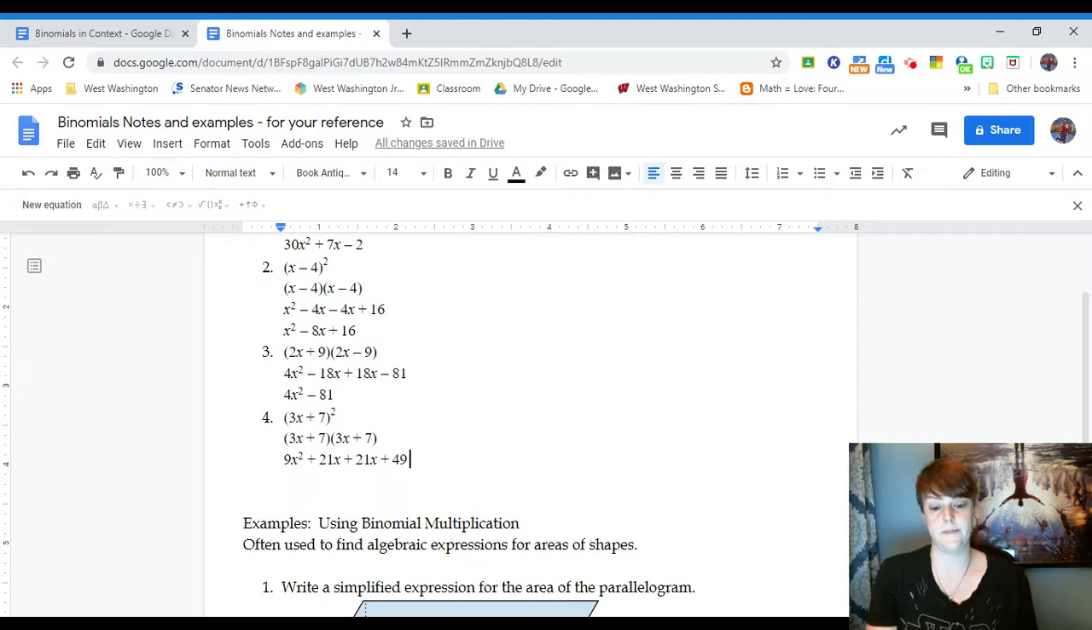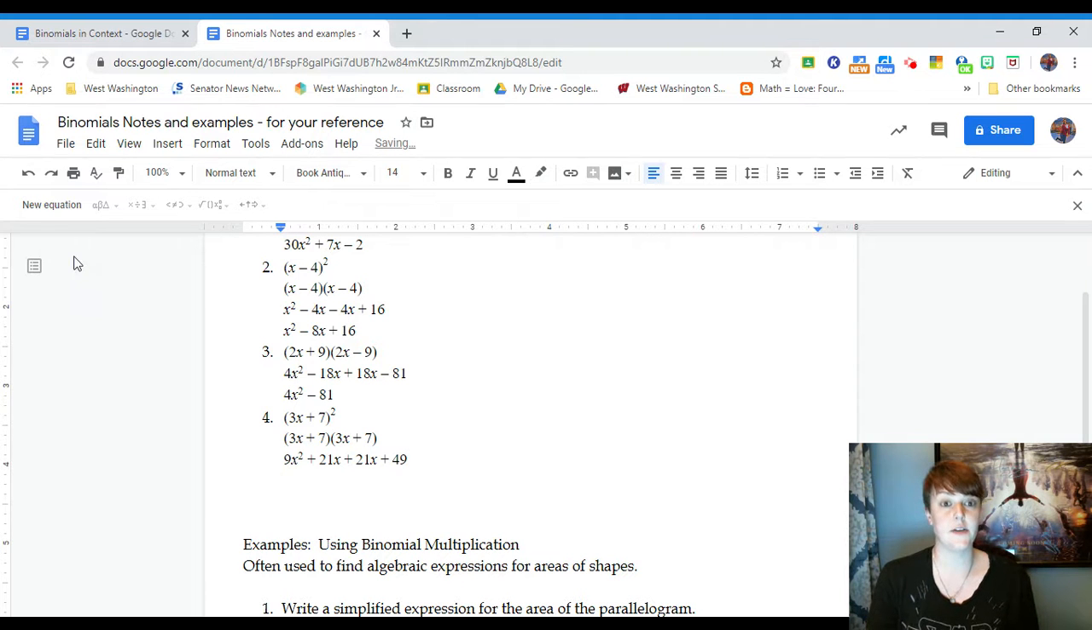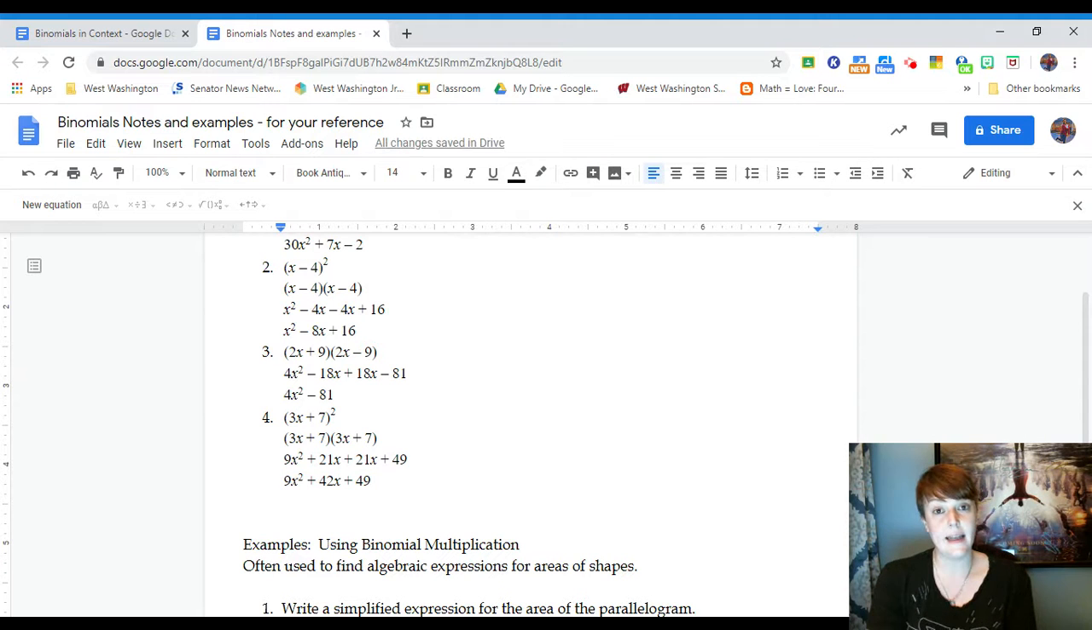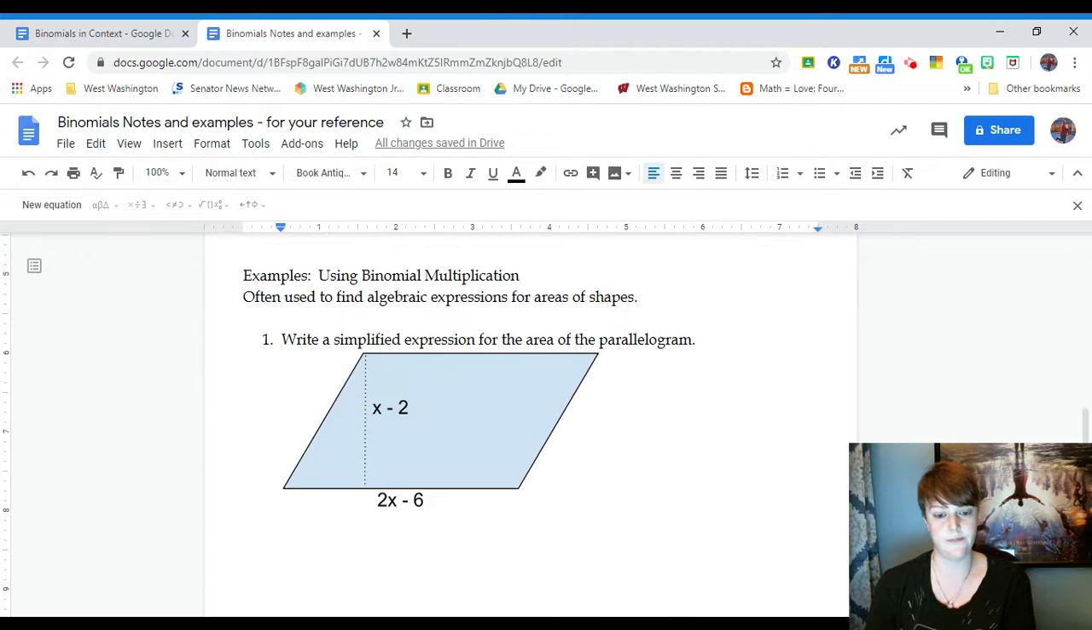Okay. Last step, combine the two middle terms. Okay, so we're going to have 9x squared plus 42x plus 49. There it is. And then that is the end of our multiplication. That is our final answer there. Okay, so now let's use this multiplication.